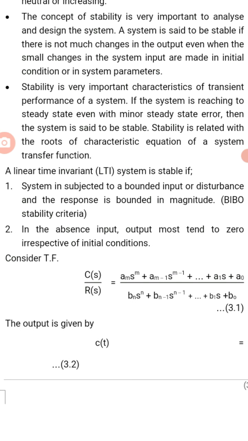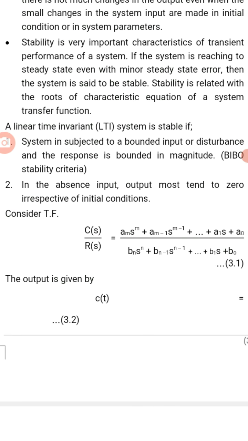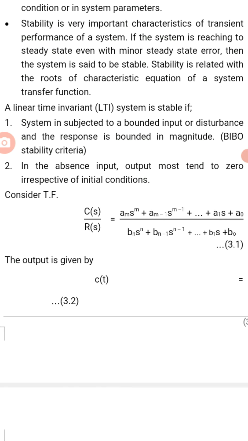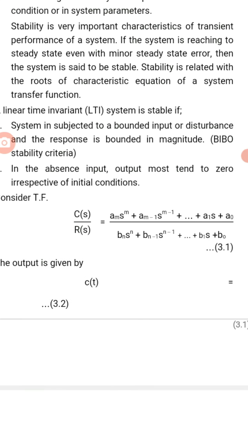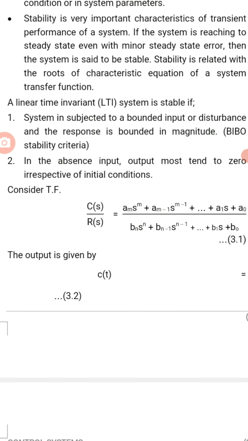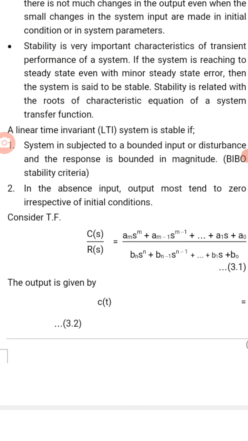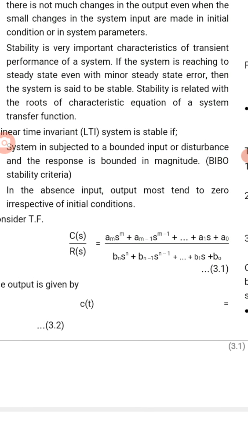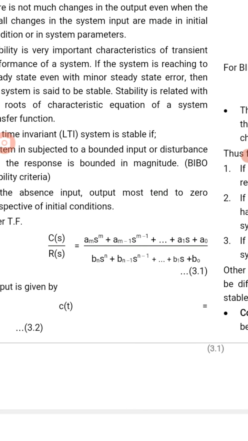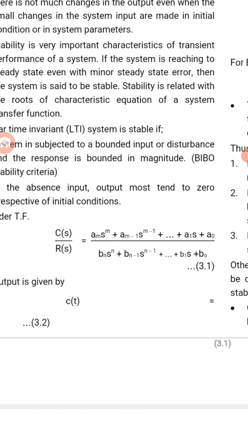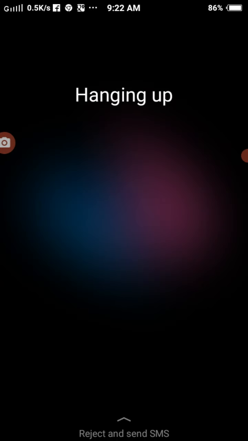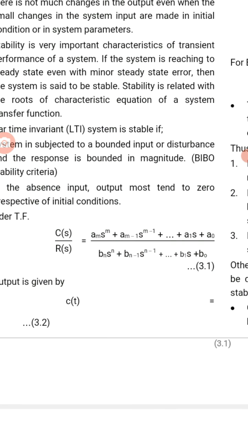A linear and time invariant system is stable if, in the absence of input, the output must tend to 0 irrespective of initial conditions. Consider the transfer function C(s) = (a_m s^m + a_(m-1) s^(m-1) + ... + a_1 s + a_0) / (b_n s^n + b_(n-1) s^(n-1) + ... + b_1 s + b_0).